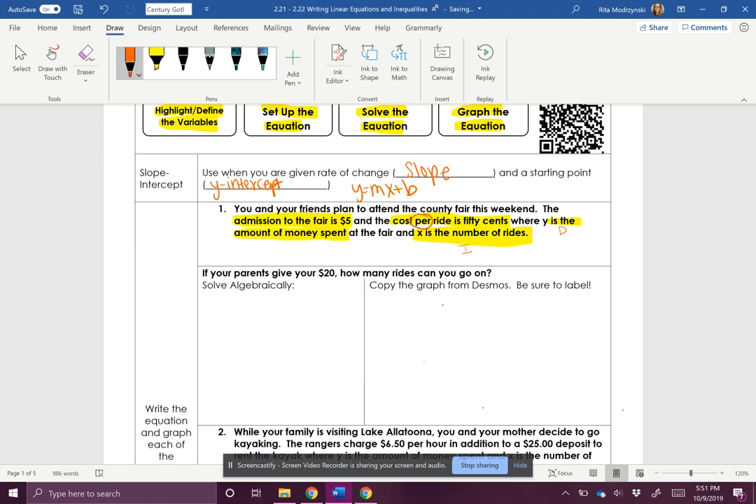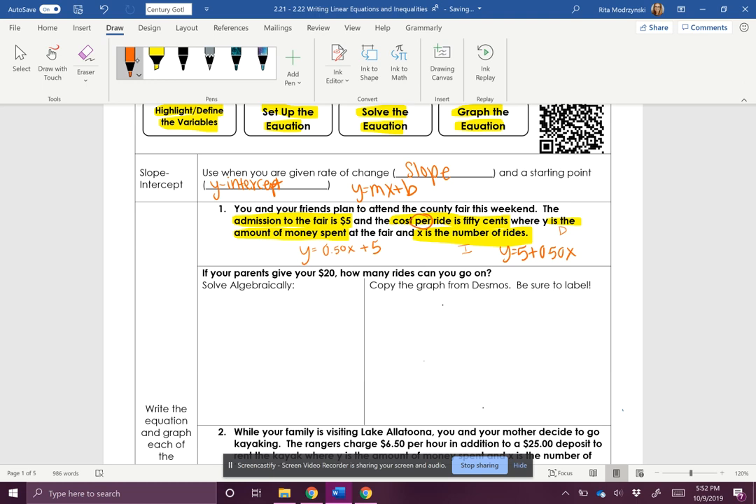So we know that our x is our independent variable, and our y is our dependent variable. The money we have to spend depends on how many rides we ride. So when we write our equation, since we're writing in slope-intercept form, we're going to have y, our total amount of money spent, is equal to the 50 cents per ride. And we put the x next to the 50 cents since each ride is 50 cents, plus the $5 that we pay to get in. If you also write y equals 5 plus 0.50x, that is the exact same thing. It doesn't matter.